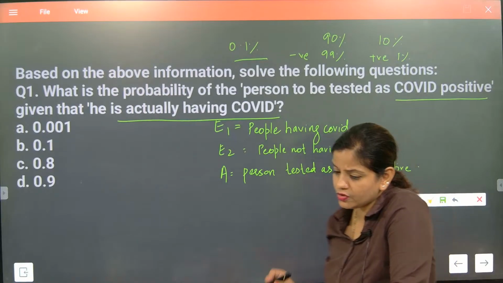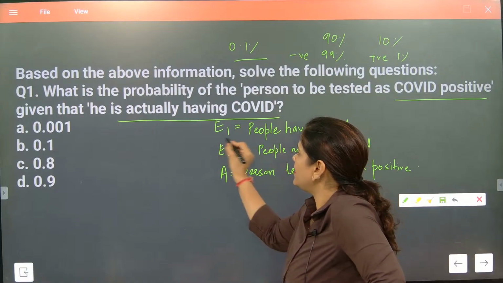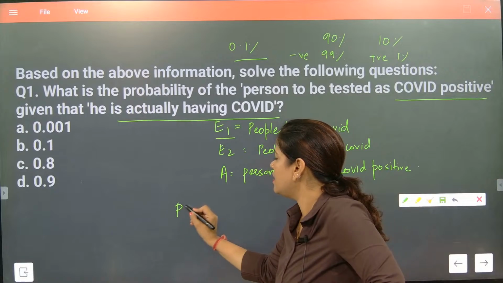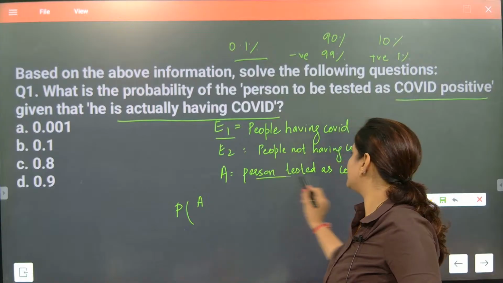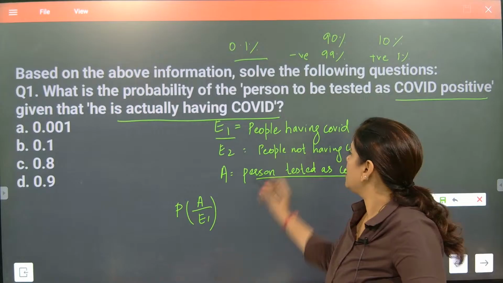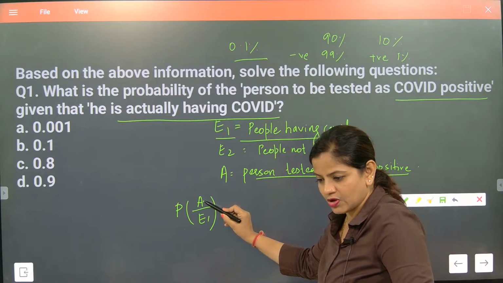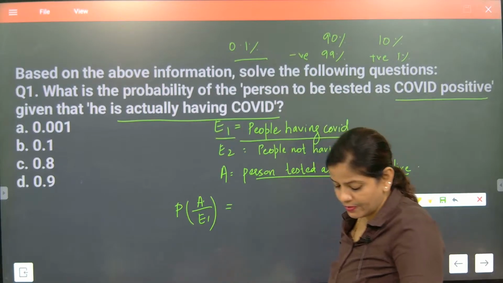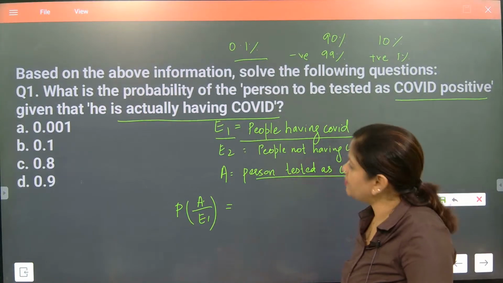So now what we are going to do, the person is tested as COVID positive when already he is having COVID. Already he is having COVID means E1. Always remember. So here what we are going to find is person A, having COVID, tested as COVID positive when already he is having COVID. Got it? Because E1 is people having COVID. So A is tested positive, E1 is having COVID. Now, how much of those people are there that are tested and having it?